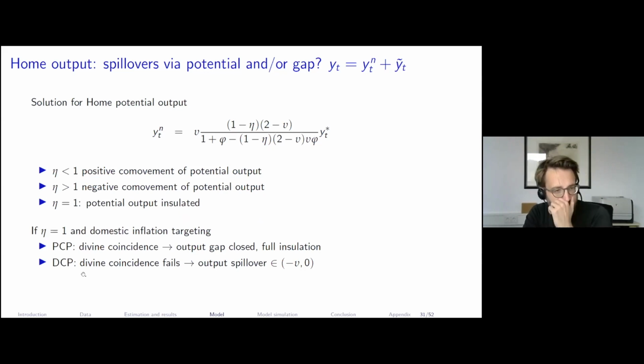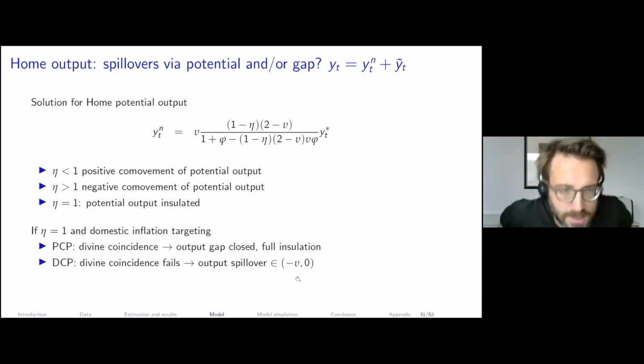Now, under inflation targeting, assuming you have PCP, there's divine coincidence. If you target domestic inflation, the output gap is closed and you have no spillovers. Okay. If instead you have DCP, dominant currency pricing, then you break divine coincidence. And so if you target domestic inflation, you get some output spillovers. That's the story. Yeah? Some non-zero output spillovers. Okay, so that's the theory.